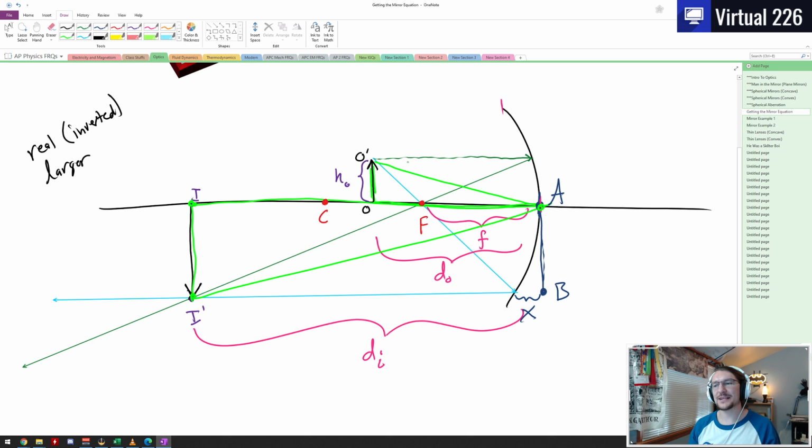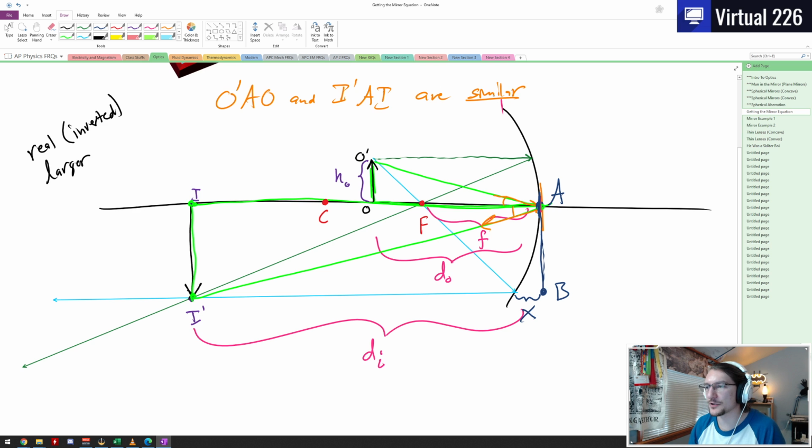And that makes sense because this angle has to be the same, because there is one more ray diagram line we could have drawn. We could have hit this corner or the center piece right there, and then the angle of incidence and the angle of reflection have to be the same. So these two triangles will be the same. So we know that O prime AO and I prime AI are similar.